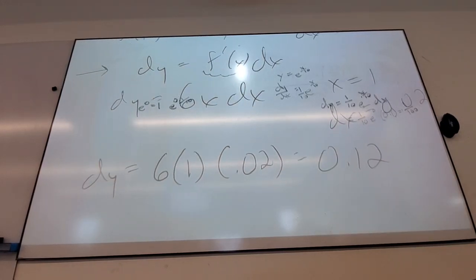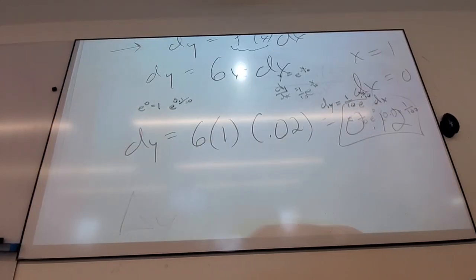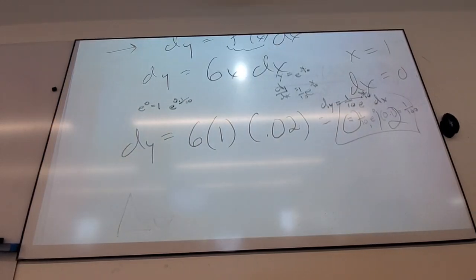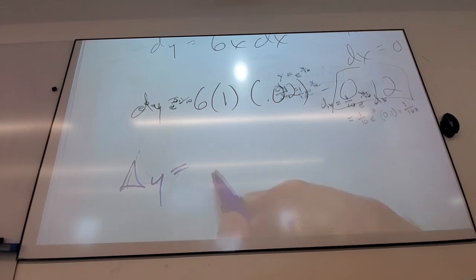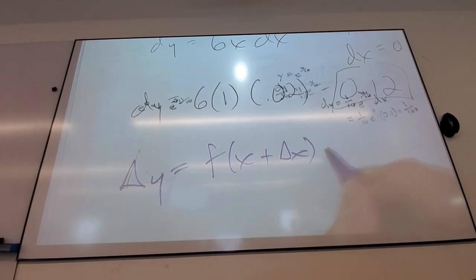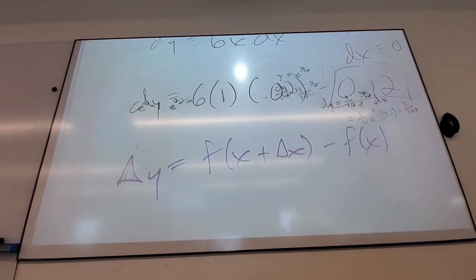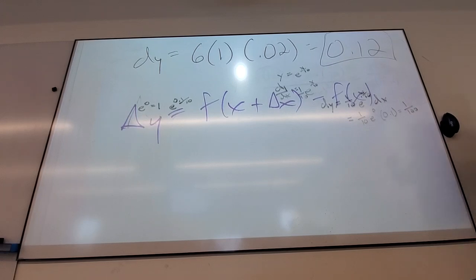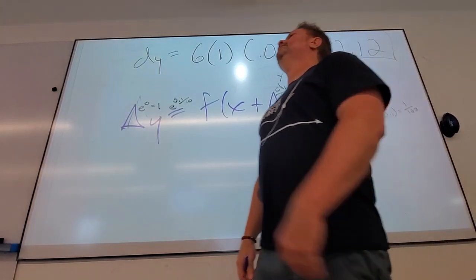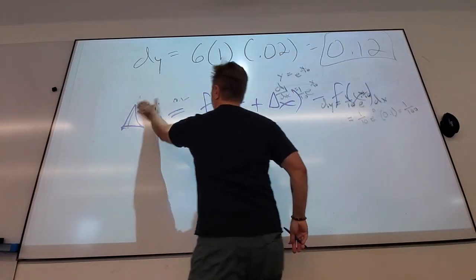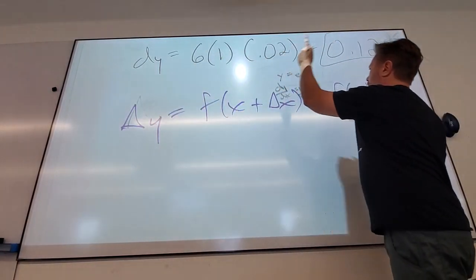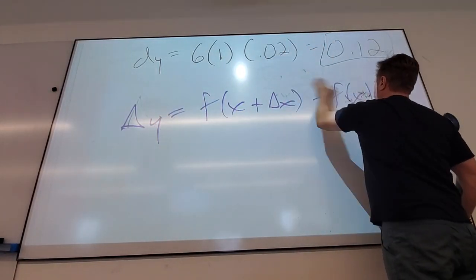Now, here's how we check that. Let me use the symbols for this. What is delta y? Delta y is f of x plus delta x minus f of x. Now that looks like a lot. Somebody out there is probably going, what is all that? This is just the change in y, which is y2 minus y1. That's all it says.